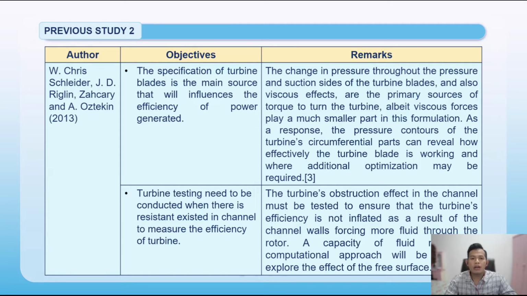Citation number 3 and number 4 were taken from this journal. For citation number 3, it talks about the specification of turbine blades being the main source that will influence the efficiency of power generated. For citation number 4, the objective is that turbine testing needs to be conducted when there is resistance existing in the channel to measure the efficiency of the turbine.